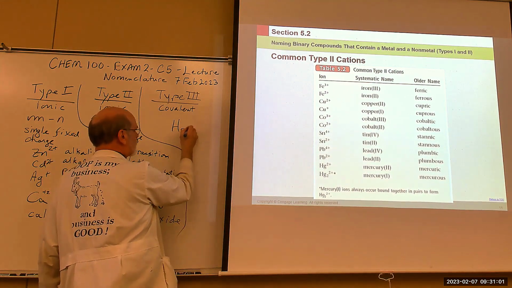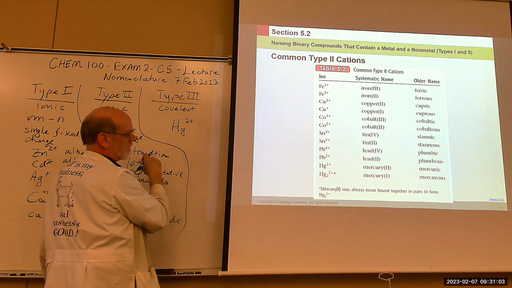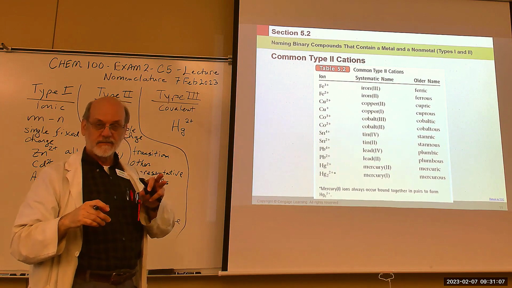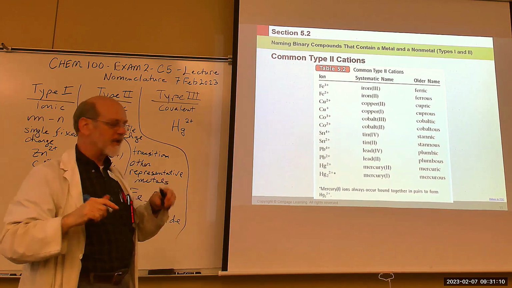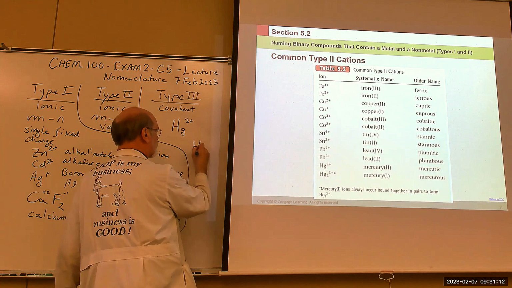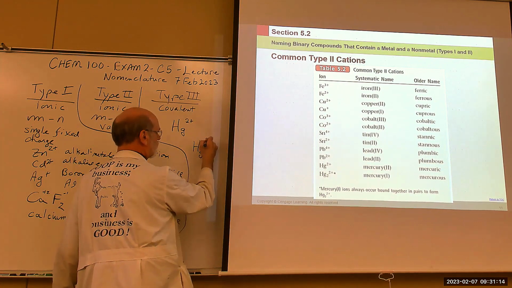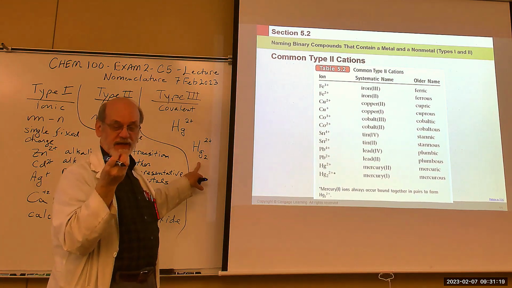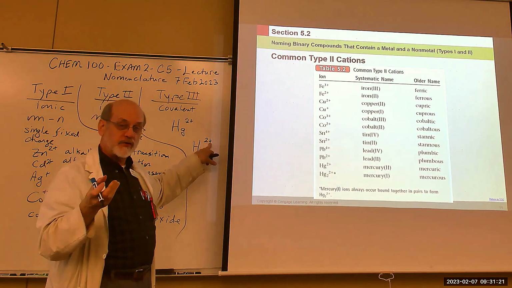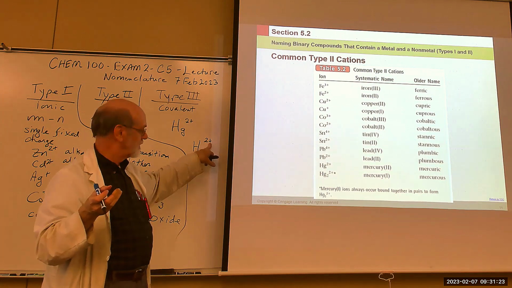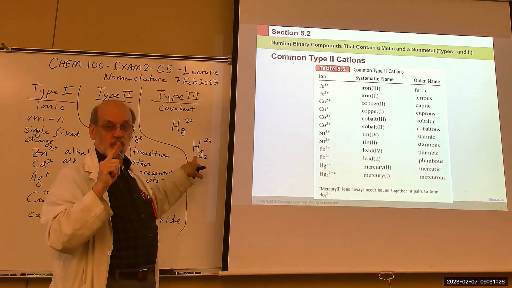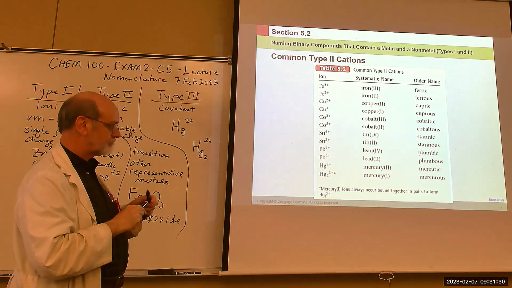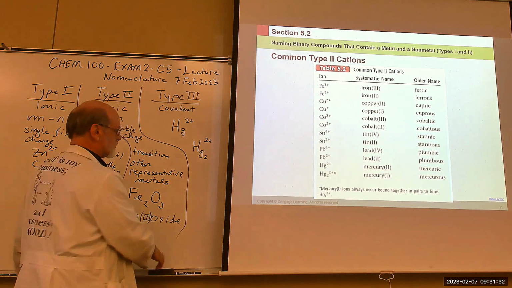Mercury with a 2+ charge is simply written as a single atom. But if mercury has a 1+ charge, it's always written like this. Right? So that means you have 2 mercuries together, bound together, and overall they have a 2+ charge. But each one of the mercuries has a 1+ charge. Don't ask me why, it just is.